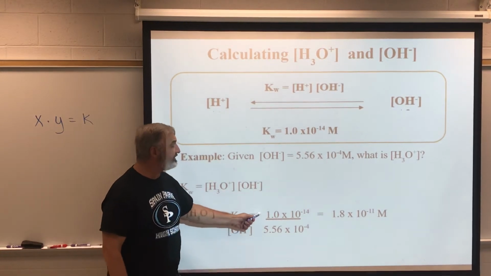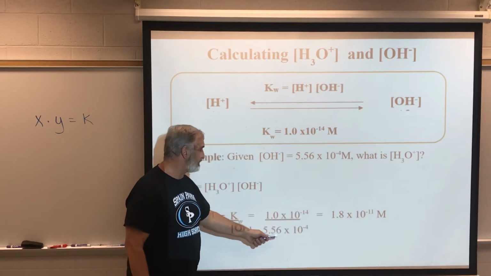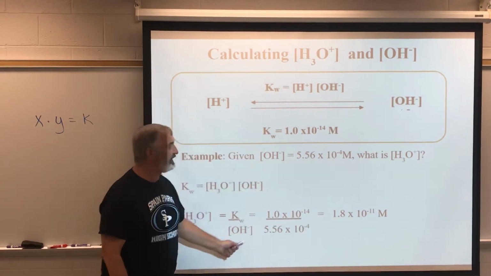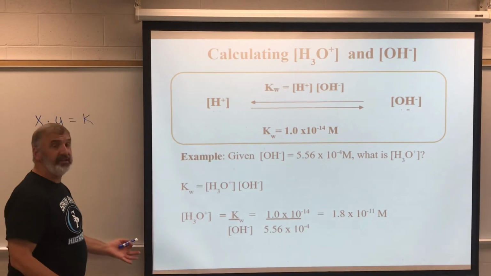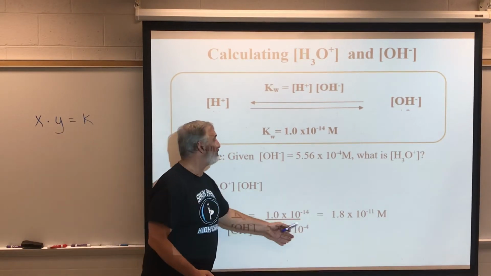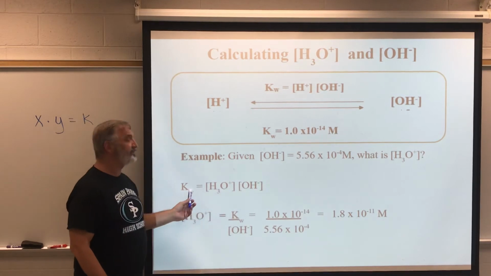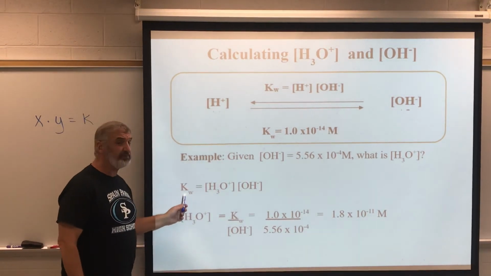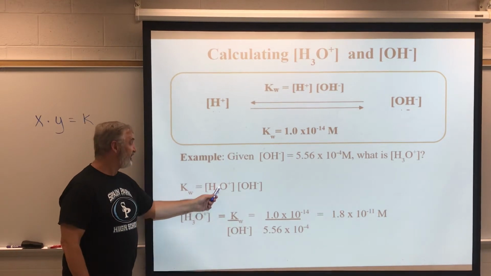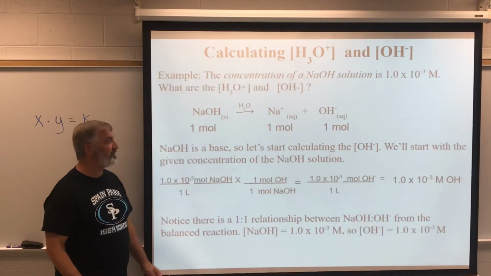And so now again, Kw is always 1 times 10 to the minus 14 divided by the given OH minus. And then again, as long as you can put that into your calculator, it's a super easy problem. It's just X times Y equals K. You're going to be given 1. Kw never changes, 1 times 10 to the minus 14. So you're given 1, just have to divide it in to change it.